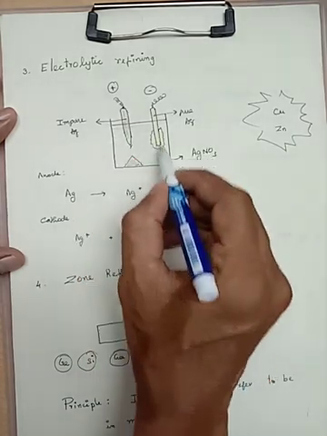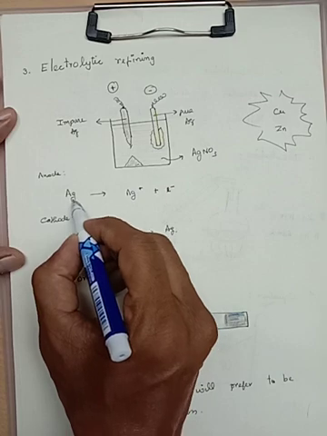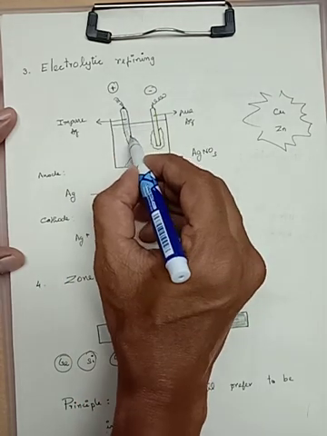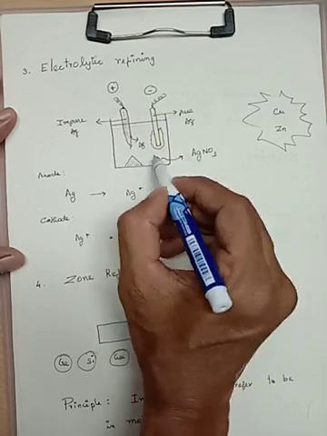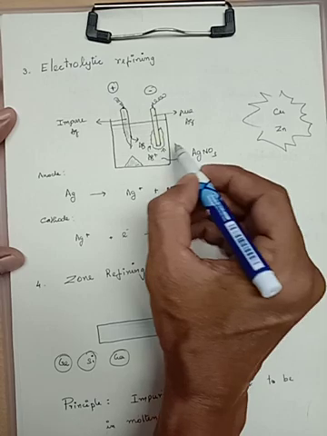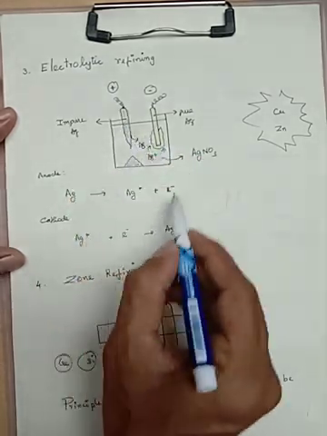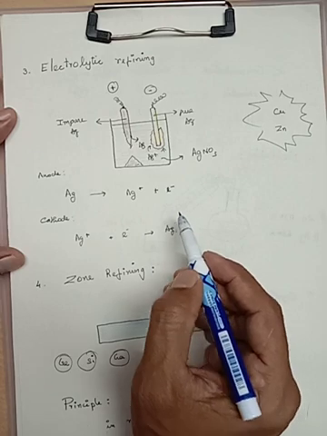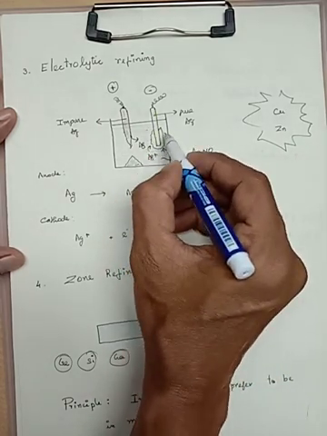Silver nitrate solution is taken. Now the current is passed. When the current is passed, silver from this one will move out into the solution. From the silver nitrate solution, Ag plus will go and deposit onto this one. So silver ions will be moving out. More and more silver ions will be moving out and then will get deposited onto this rod, pure silver.